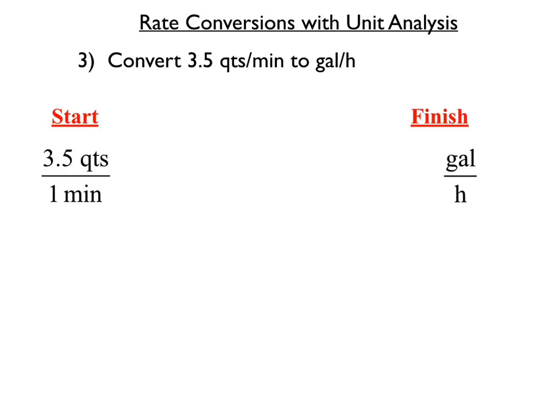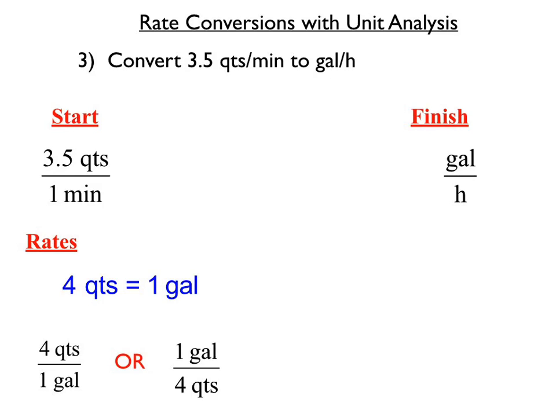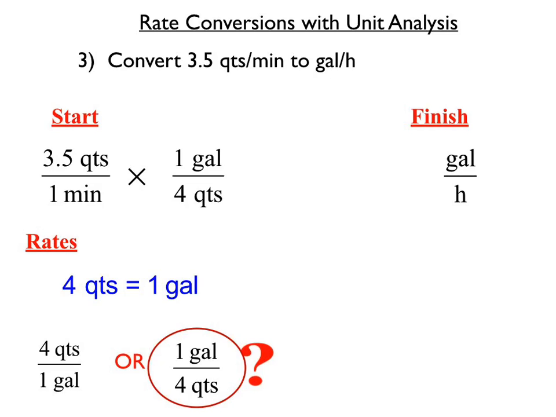Our first conversion that I'm going to do is from quarts to gallons. There are 4 quarts in 1 gallon, so that means we're either going to multiply by 4 quarts over 1 gallon or 1 gallon over 4 quarts. Since we need to get rid of quarts, obviously it should be the second one. And then I quickly get rid of my quarts so I don't have to worry about that anymore.